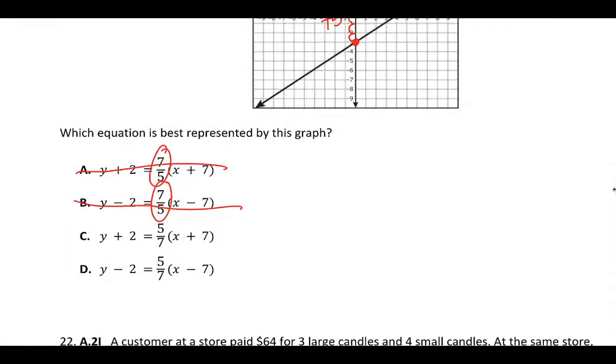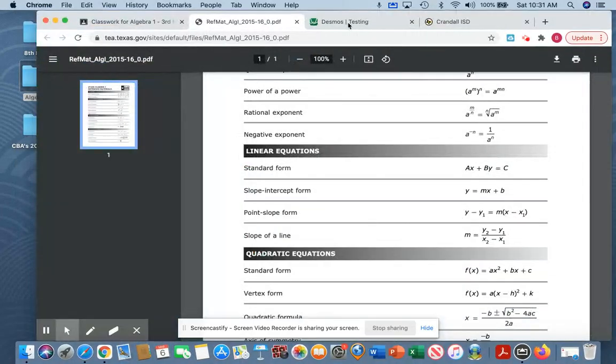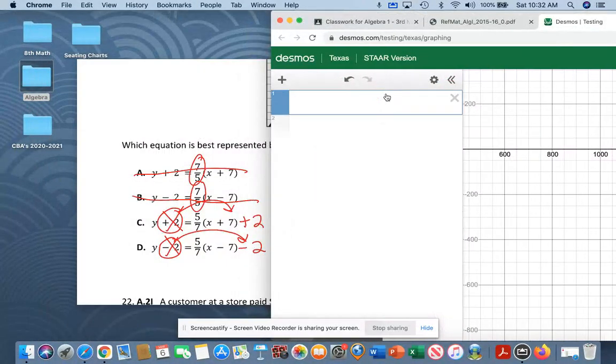in order to plug into Desmos, I just have to have y by itself. So if I just take this and move it at the end, same thing here, move it at the end. Now I have y by itself, y equals all of that stuff, and I can compare the graphs. So when I plug this in, the first one is y equals 5 divided by 7, open parentheses, x plus 7, and then I'm adding that plus 2 at the end.